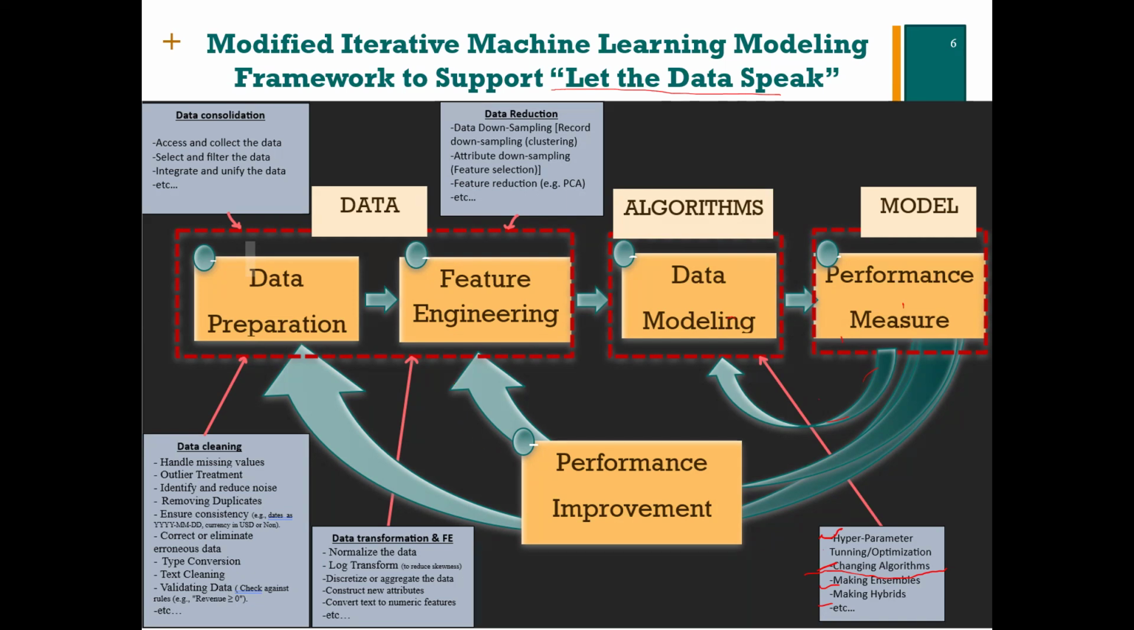Maybe normalize the data. You can see here, we can do a lot of things. Normalize the data. You may want to do a log transform of the data, maybe to make your result better. Sometimes you may want to construct new attributes, under feature engineering. Sometimes you may want to handle missing data. You may want to treat the outliers. You may want to reduce noise. And there are other things you can do. Sometimes you may have to do data down sampling, which is what we call clustering, or attribute down sampling, which is called feature selection.